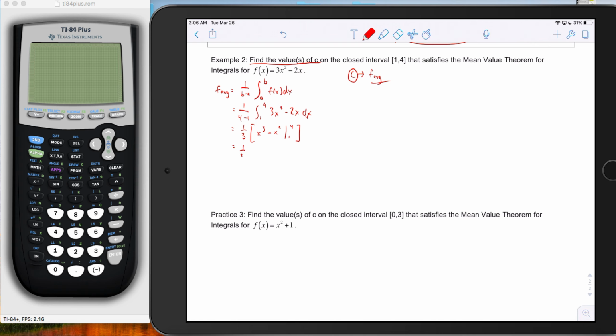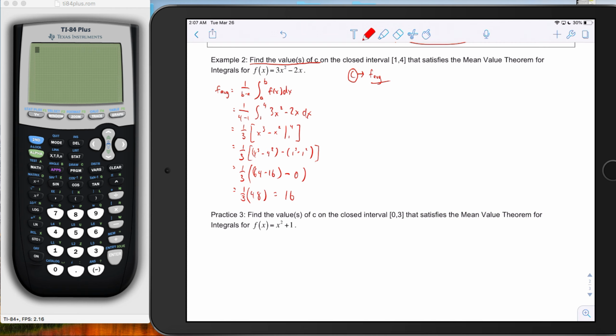So this equals 1/3 times 4 cubed minus 4 squared, minus 1 cubed minus 1 squared, which is equal to 1/3 times 4 cubed is what, 64, minus 16, minus 1 cubed minus 1, which is just 0. This is going to be 1/3. 64 minus 16 is 48, and 1/3 of 48 is 16.